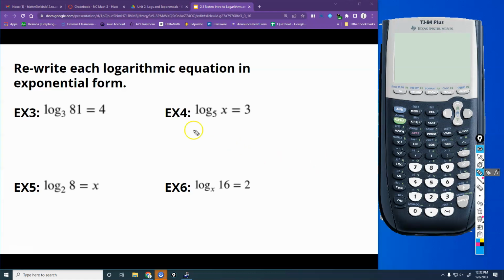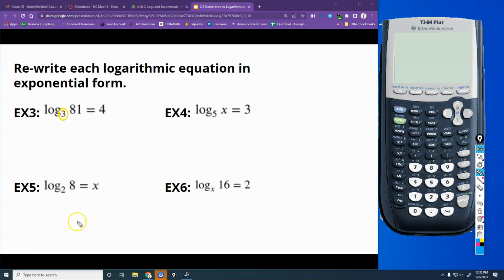All right, so we're going to start with these types of problems. We have to rewrite each logarithmic equation in exponential form. What you want to do in these, so these are all logs. We can tell that because we see the word log, right? If we're trying to get rid of a log, we need to find the base, all right? So the base of a log is this little number right here. And logs and exponentials are inverses of each other.